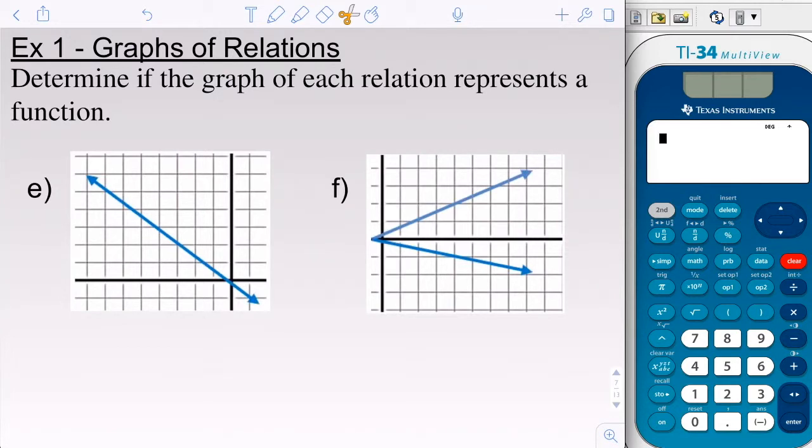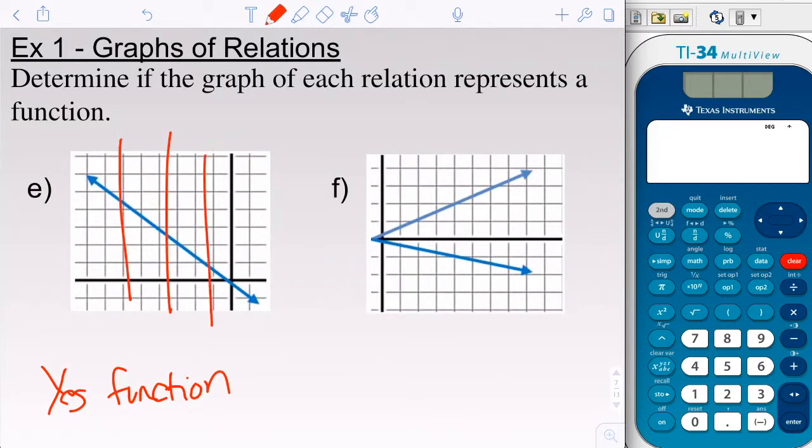Letter E here. You should have said that, yes, this is a function. That is a function. The vertical line test, my lines are horrible, but it only ever crosses at 1 point everywhere. It's never going to double up. That passes the vertical line test. That is a function.